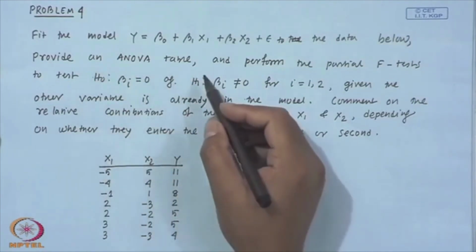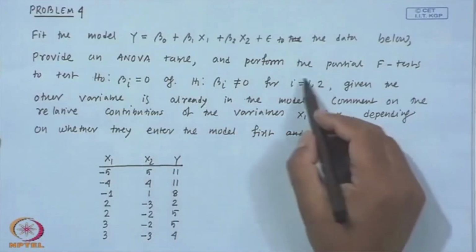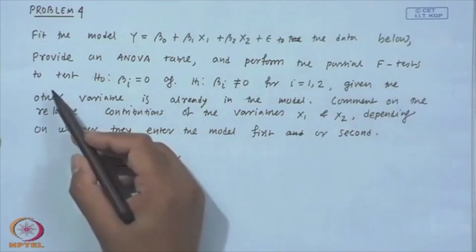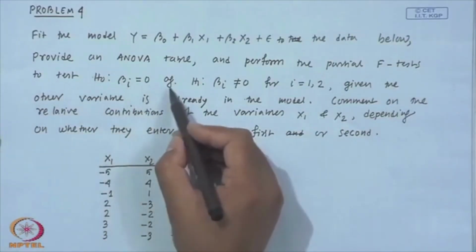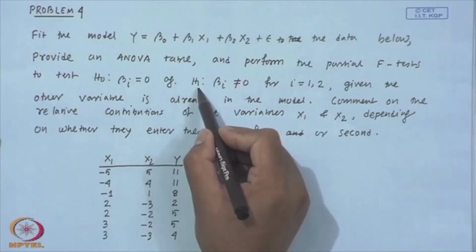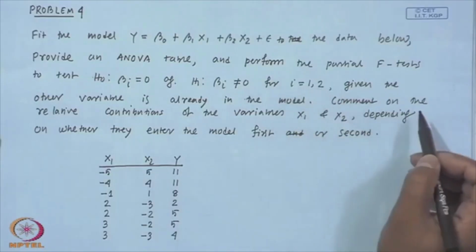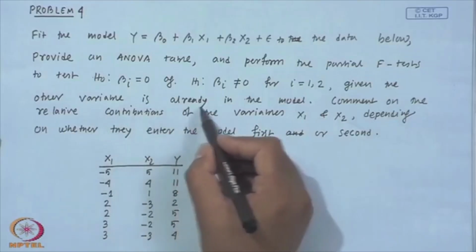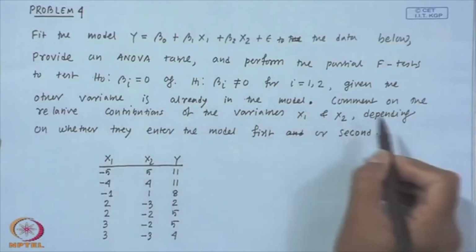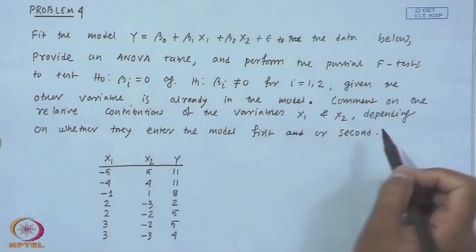This is quite a straightforward problem, and perform the partial F test to test H naught, that beta_i equal to 0 against H 1, that beta_i is not equal to 0 for i equal to 1, 2, given the other variable is already in the model. So, you have to test the significance of the ith regressor in the presence of other regressors in the model.